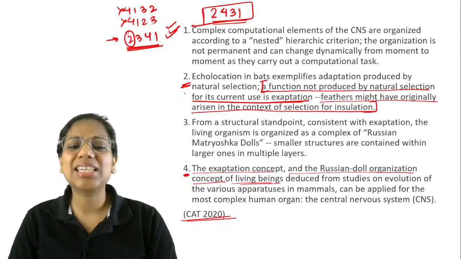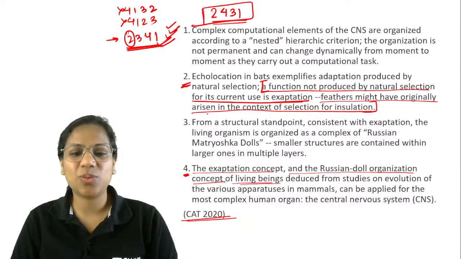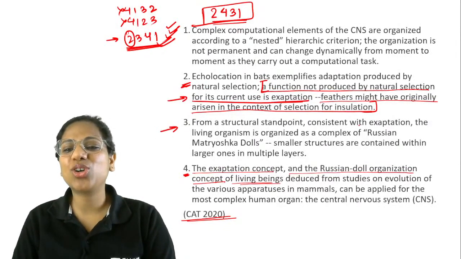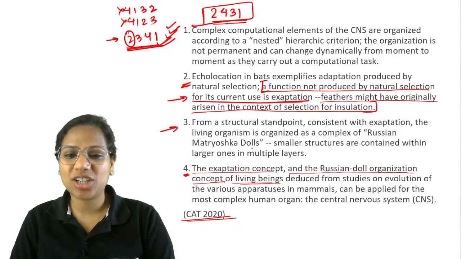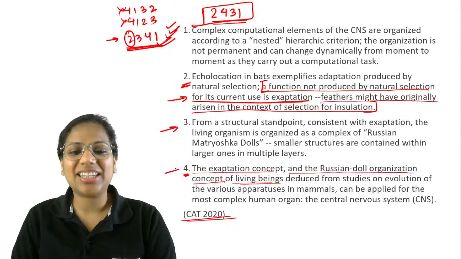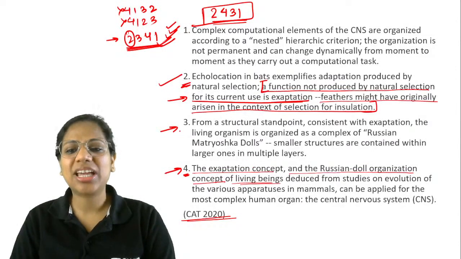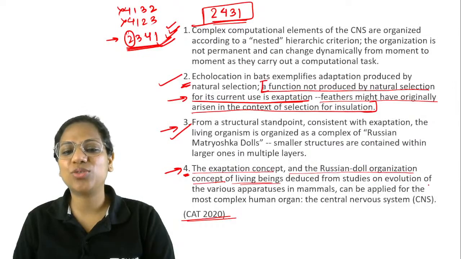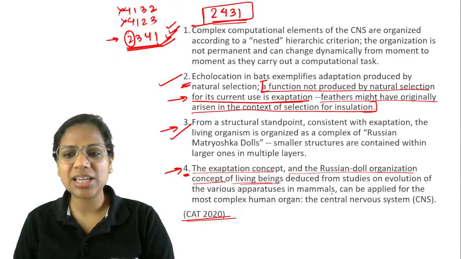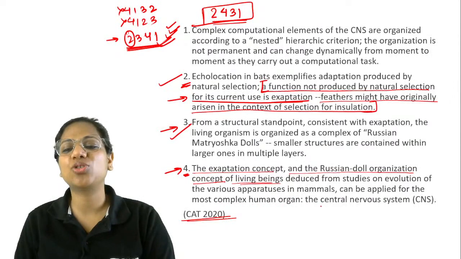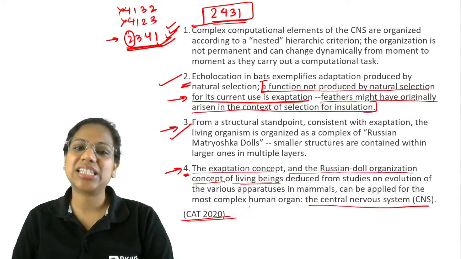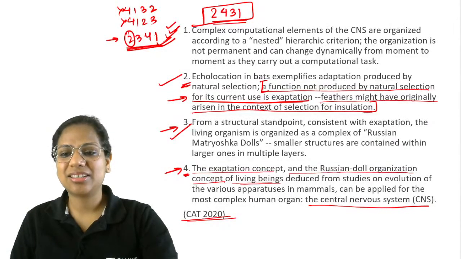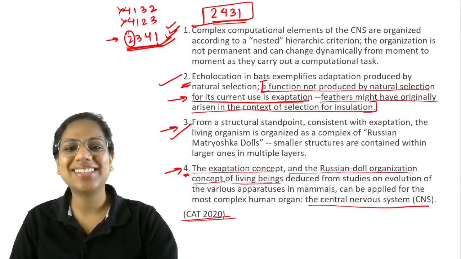However, I sincerely believe that 2341 should be the sequence, because first we tell what exaptation is, then we introduce the concept of the Russian Matryoshka dolls, right? And then we say the exaptation concept and the Russian doll organization concept of living beings, deduced from the studies on evolution of the various apparatuses in mammals, can be applied for the most complex human organ, the central nervous system. Okay, does this make sense? So I think that 2341 should be the sequence.